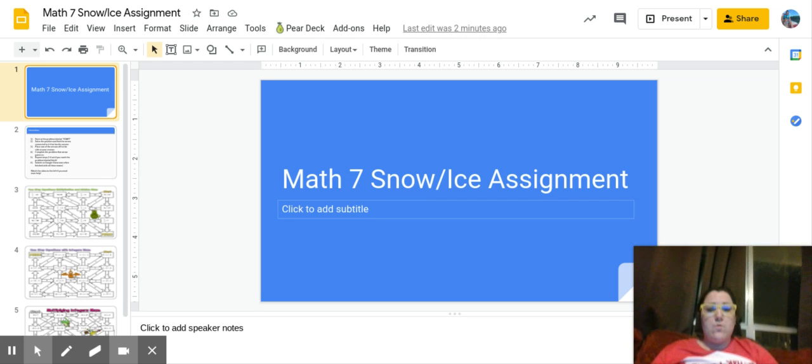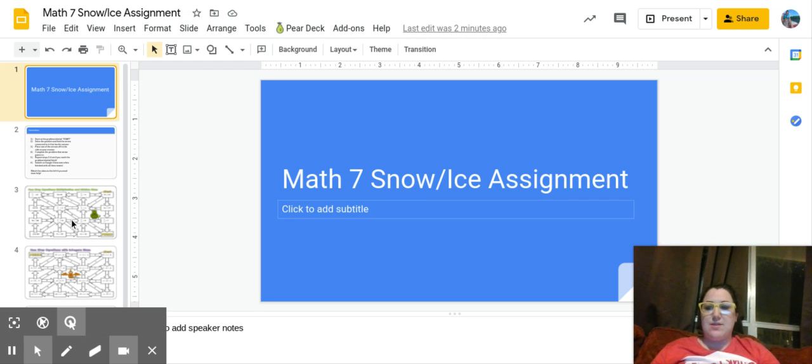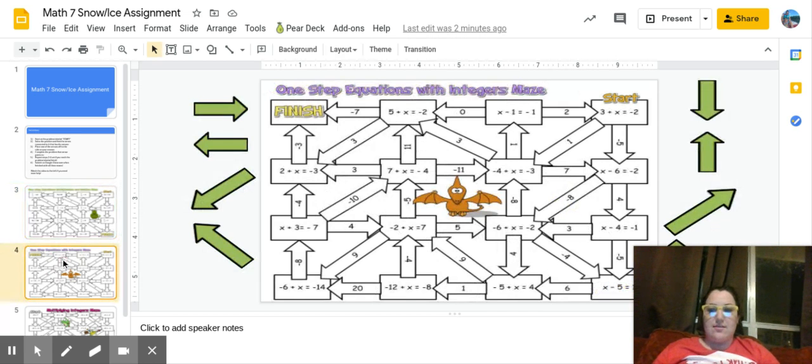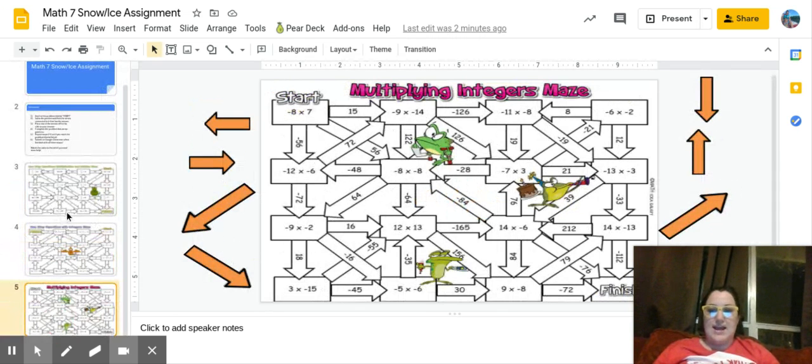For your snow slash ice day assignment, you're going to be completing 3 mazes on this Google slide. Each of the mazes looks like this, and each of them has different things you are solving.